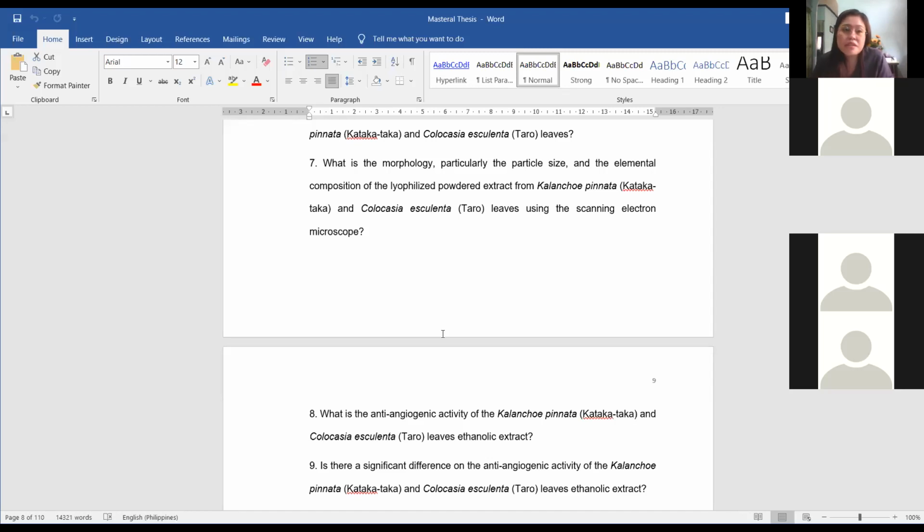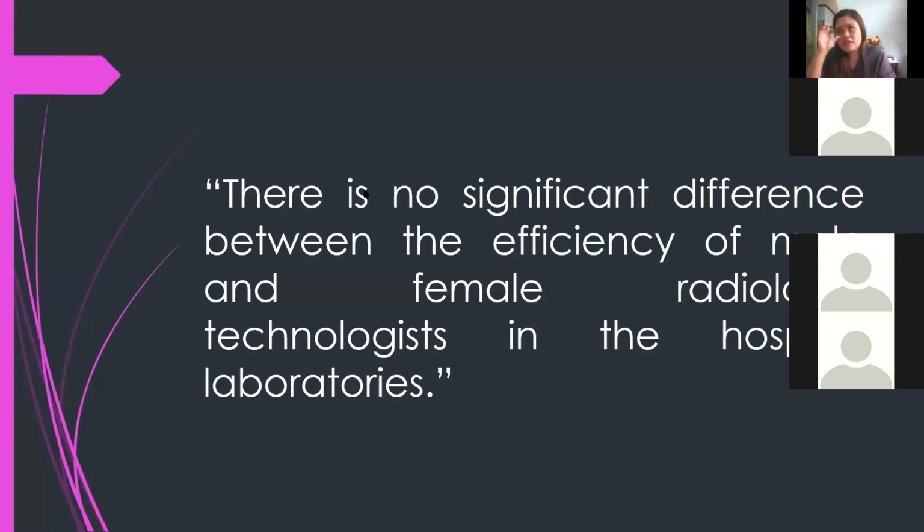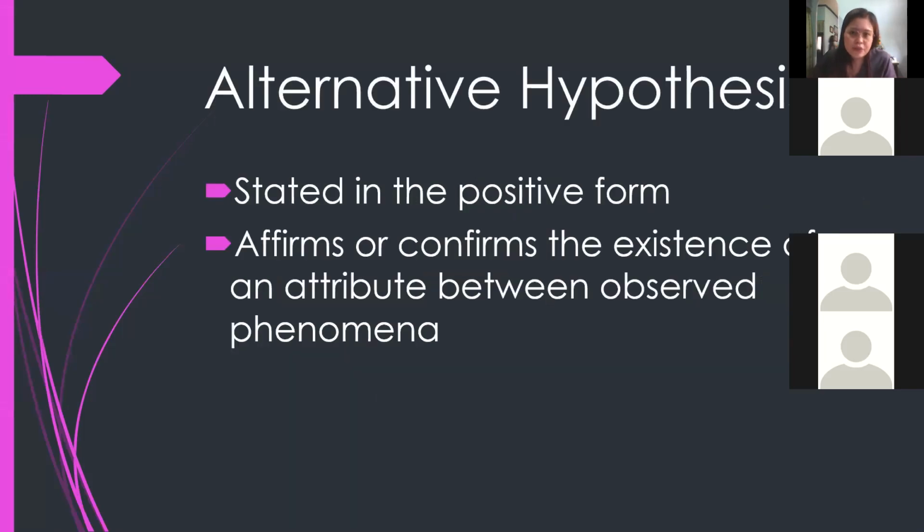Kasi ang hypothesis diba is an educated outcome. So kay nag-ask man kay question, educated or speculated outcome. So speculate ta karon nga walay difference ang anti-angiogenic activity ni Kalanchoe pinnata ug ni Colocasia esculenta. So mao siya ang null hypothesis. Una siyang atong i-establish ug asikasuhon sa atong study using our methodology.